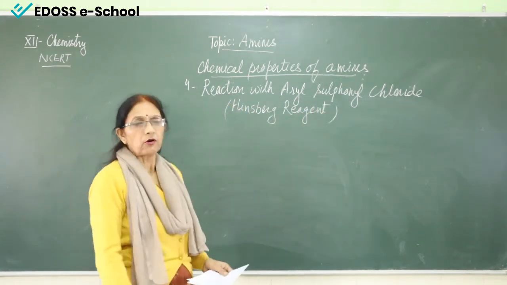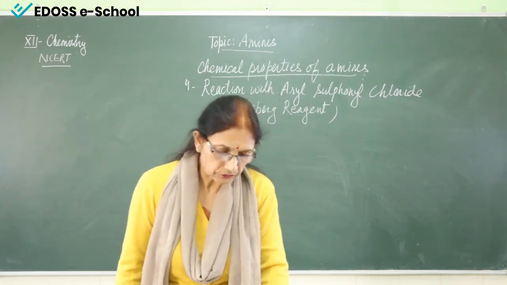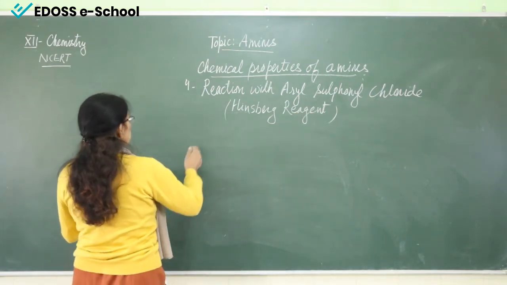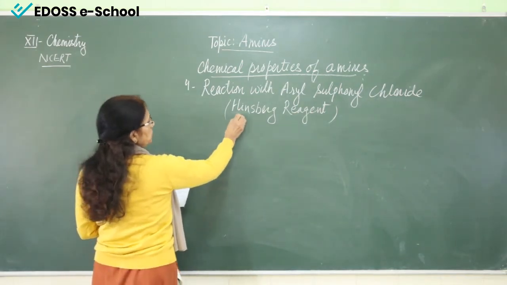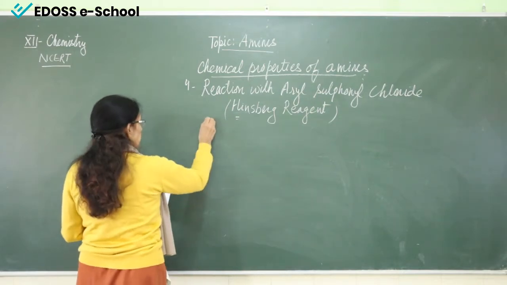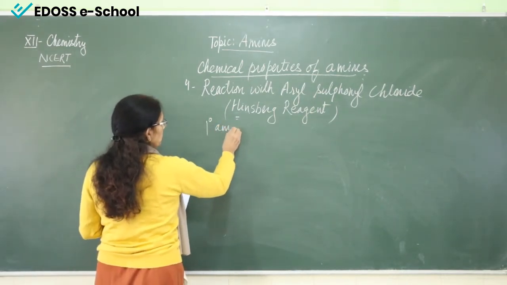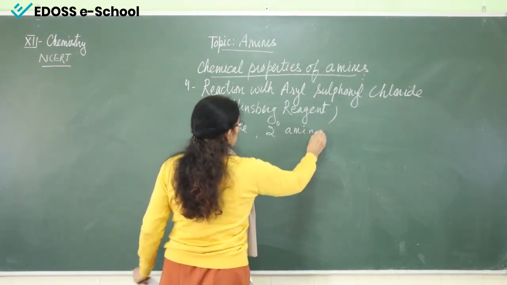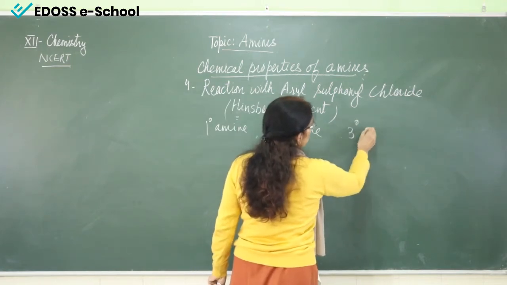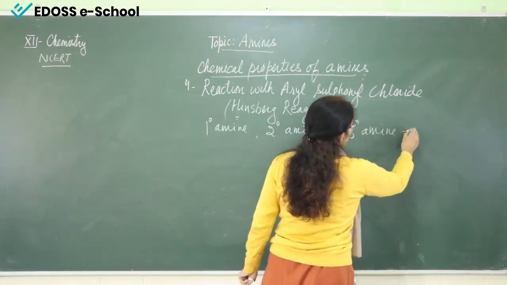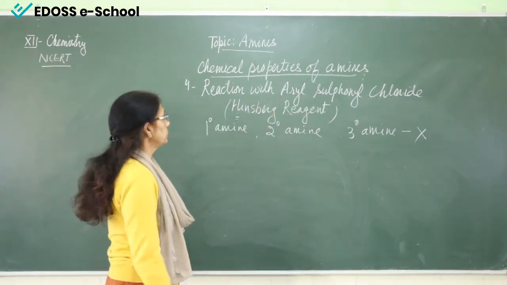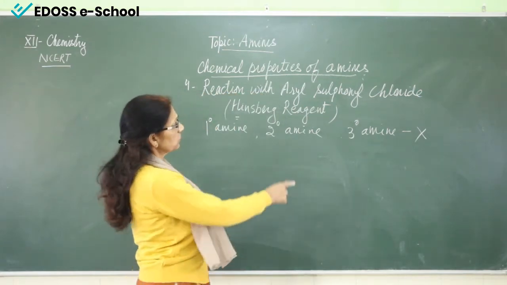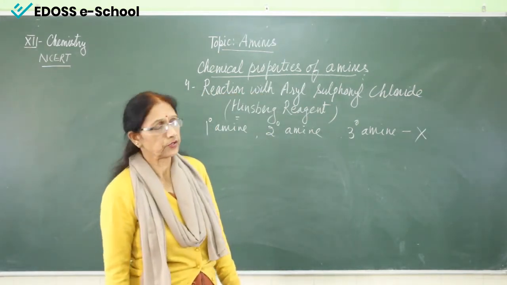Okay. Now how can we use this aryl sulfonyl chloride or benzene sulfonyl chloride? See here, this Hinsberg reagent is used for primary amine and secondary amine, but tertiary amine does not give this reaction. There is no reaction at all. So this is only to distinguish between primary and secondary, because tertiary amine is not giving this reaction. So what is happening here?